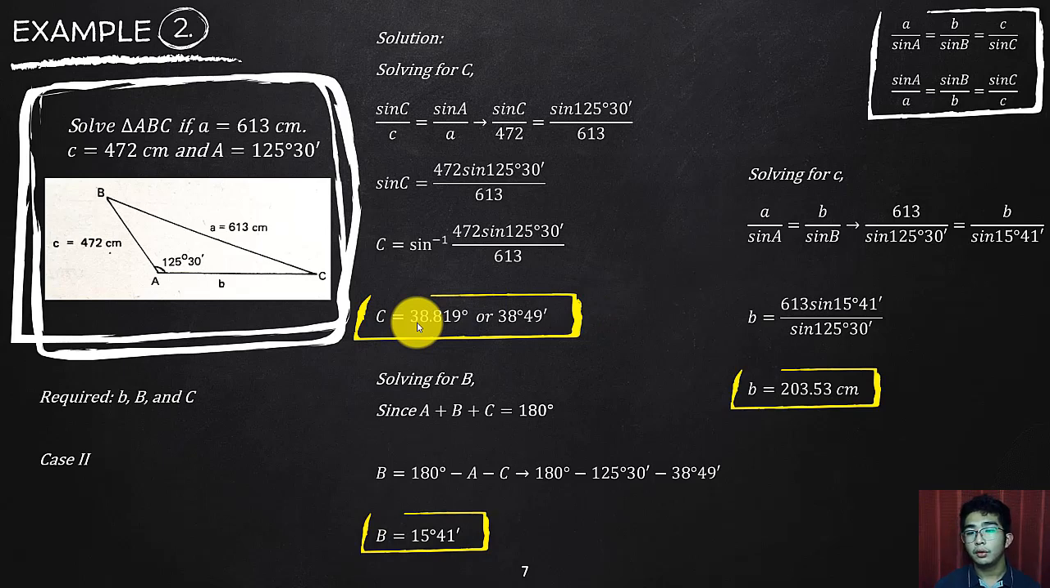If we now have angle C and angle A was given, we can now solve for angle B by simply subtracting them both from 180 degrees, because again, the sum of the measures of the angles of a triangle will always be equal to 180 degrees. So subtracting A and the computed value C from 180, we get the angle for B as 15 degrees 41 minutes. And that's already two of the unknowns.